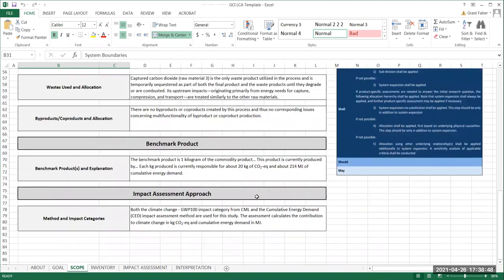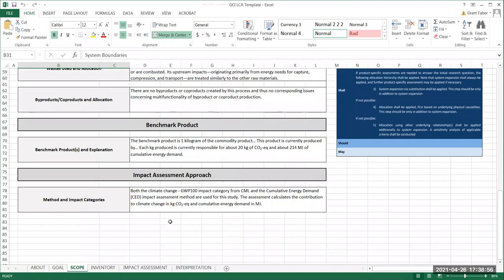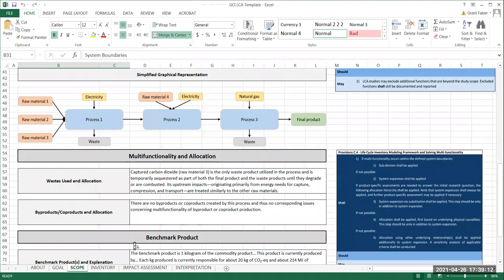Some discussion of the benchmark product. So what is the product that one is modeling being compared to, if anything at all? And then the impact assessment approach. So essentially here, what kinds of environmental impacts are being assessed as part of the study.